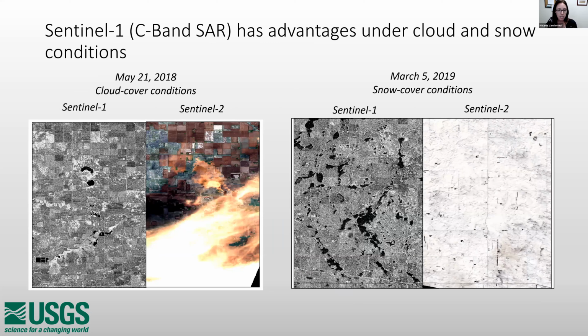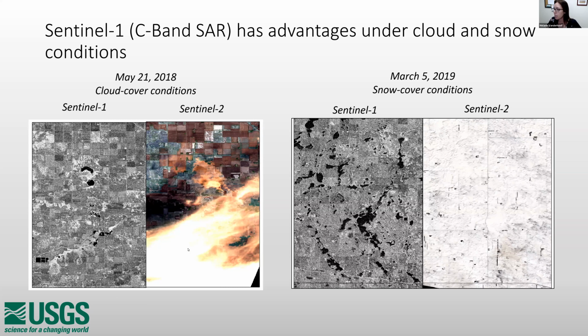So SAR data can be a little bit trickier to work with and a little less intuitive than multispectral data, but there are some pretty big advantages to including it. Those advantages are particularly large when it comes to cloud cover and snow cover. So on the left here, this is an example of both images were collected on the exact same day. You can see Sentinel-2 has a big cloud, as well as some cloud shadow there.